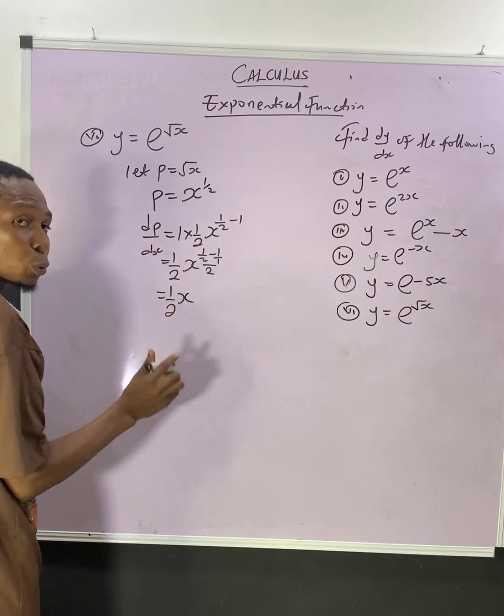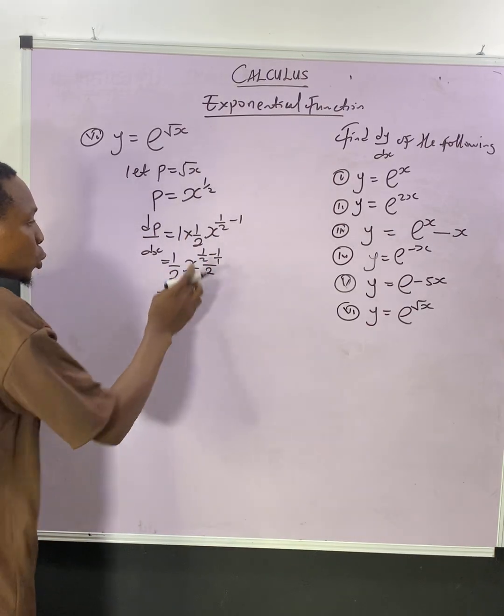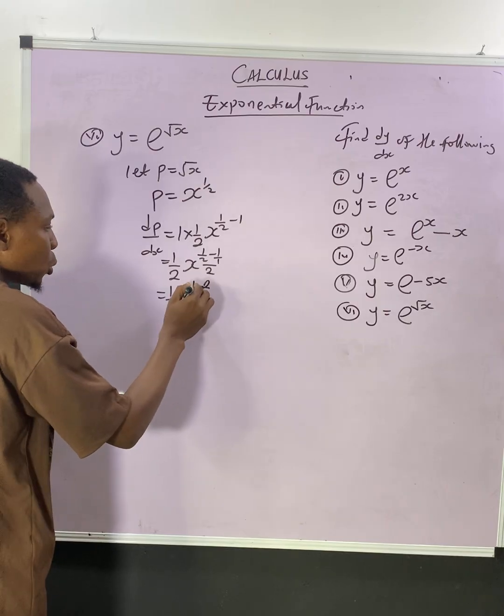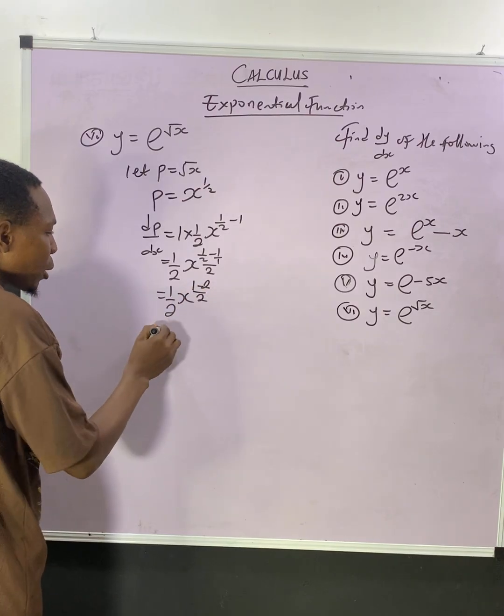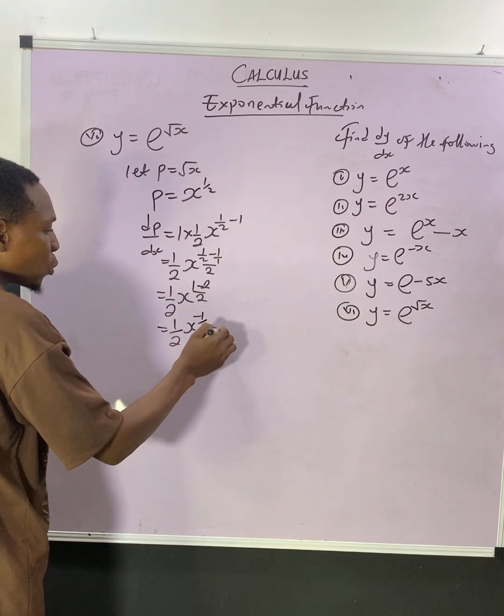So 2 going into 2 is 1. And 1 times 1 is 1. 1 going into 2 is 2. 2 times minus 1 is minus 2, all over 2. So here we have 1 over 2x. 1 minus 2, we have minus 1 over 2.